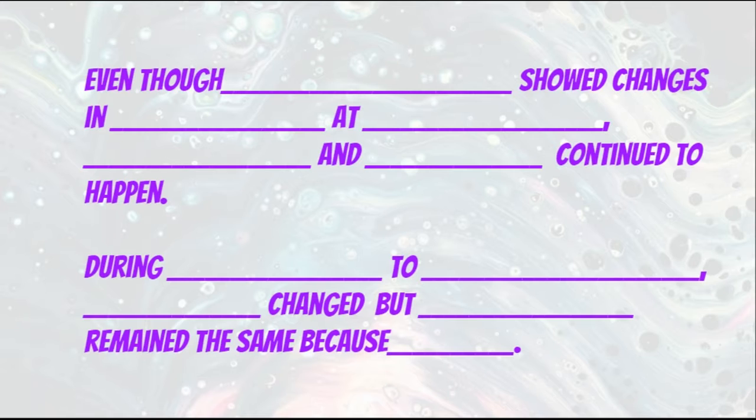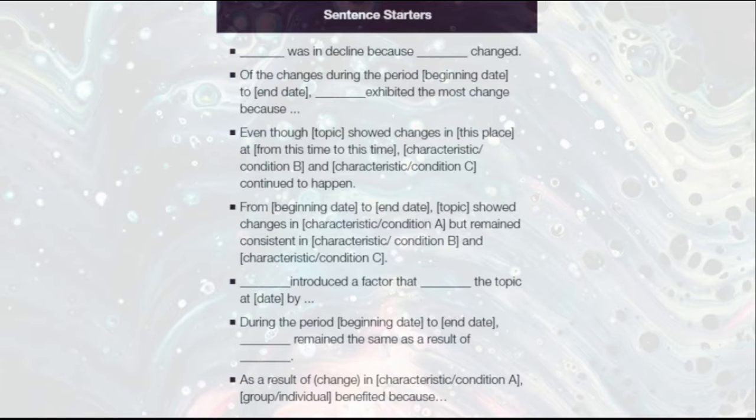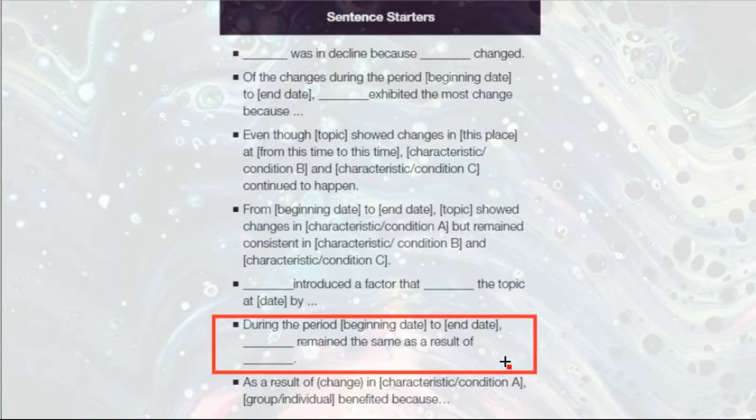Guys, when you have a sentence starter, you're not stuck with those words. Okay, you can kind of work with the words, you can change them up, but these are examples. It's the same thing, and they have it from here. During, you see that one? It's the second to last one. During the period, and you have the date, the end date. This remained the same. This stayed the same. This changed, this stayed the same.